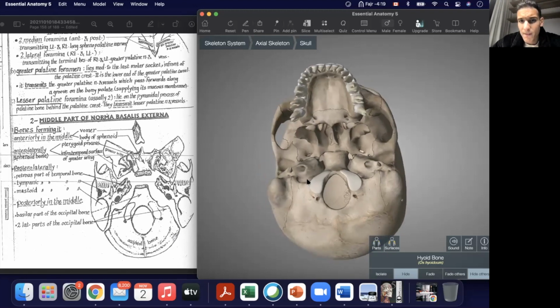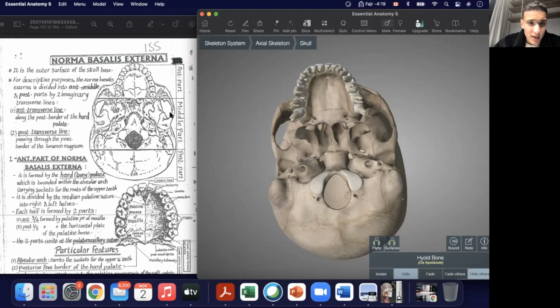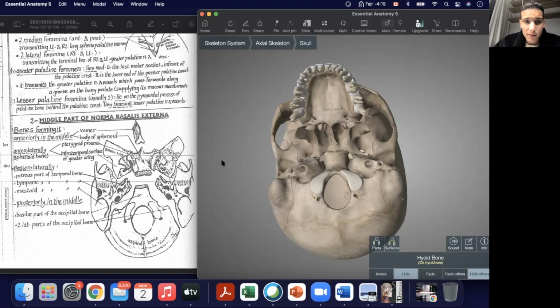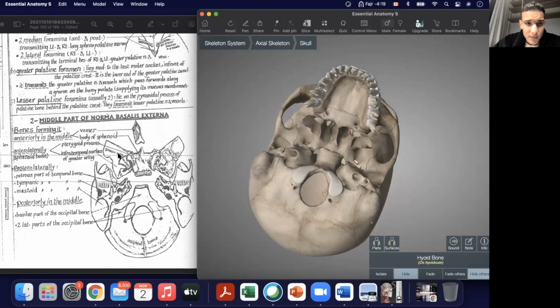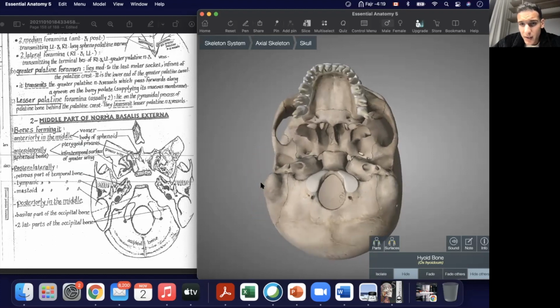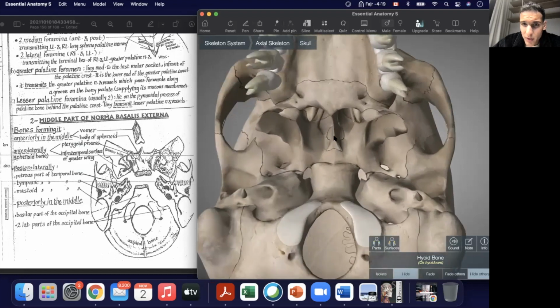it has so many structures as well, and the middle part is very well known for the foramina found in the structure. But let's begin with this very subtle bone found here. Anteriorly in the middle, the middle part, we're talking about this part right here. Everything here. We have the vomer. See, it's drawn right here, like a heart shape. That's the vomer. This part is the vomer.